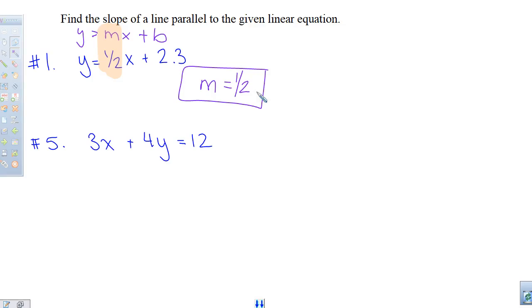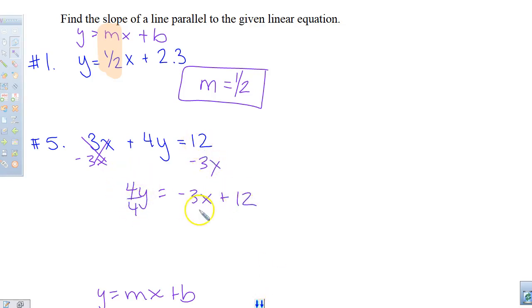And now I'll have you go ahead and pause the video. For number 5, I want you to find the slope of the parallel line to this given equation. All right, so for number 5, this is currently in standard form. My goal is to write it in slope-intercept form. If I want to get this 4y by itself, this is a positive 3x, so I'm going to subtract that 3x. So I have 4y equals negative 3x plus 12.